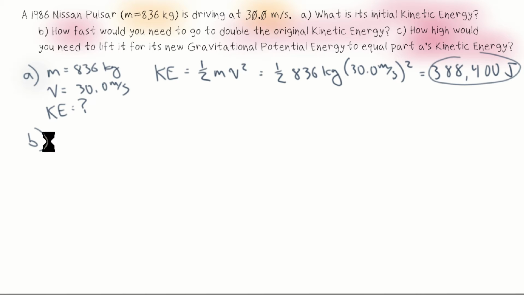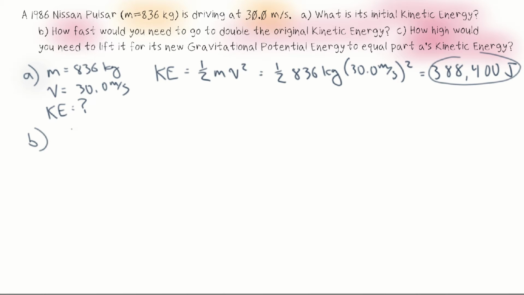For part B, how fast would you need to go to double the original kinetic energy? Well, the instinct for a lot of people here is to say, if you're going to double the kinetic energy, you would need to double the initial speed. But let's see how the math works out for that. It may not be quite what you think.